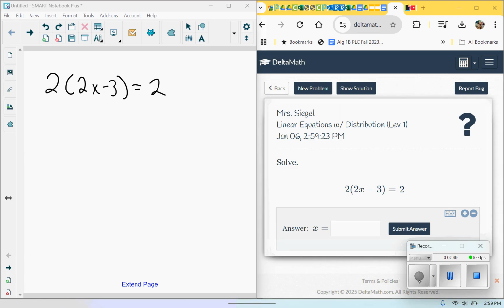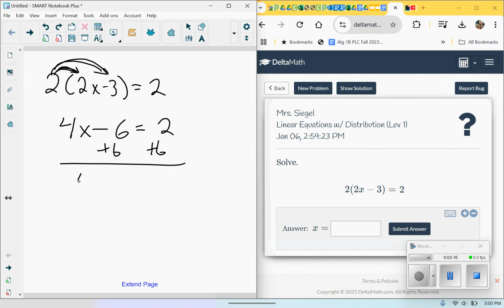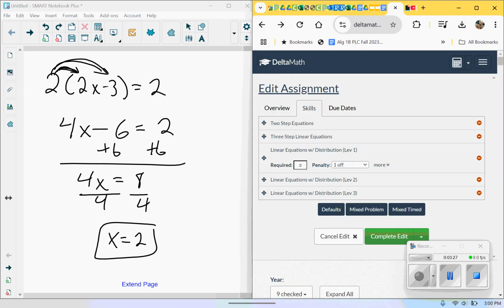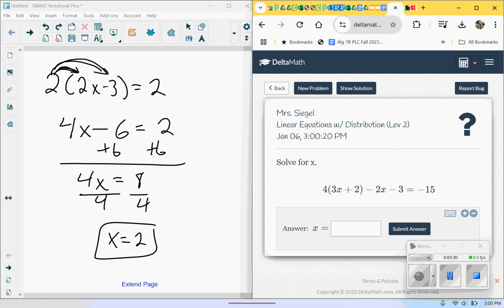We talked a little yesterday about distributing, so we're going to do the same thing today. The first thing we're going to do is distribute that 2. Anytime you have something in parentheses, we're going to distribute that, and that means to multiply to each term. So when I do this one, that's going to be 4x minus 6, because 2 times negative 3 is 6, minus 6 equals 2. Then I'm just going to add 6 to both sides. And that's it. Okay, let's go to the next one. We are almost done.